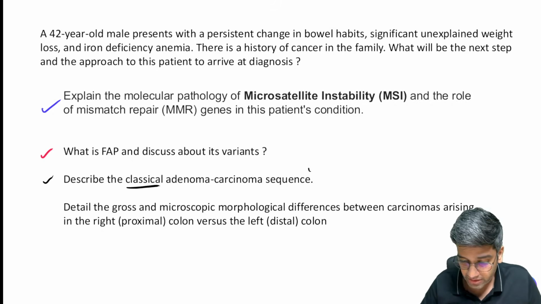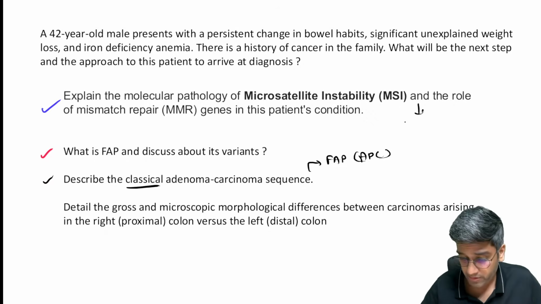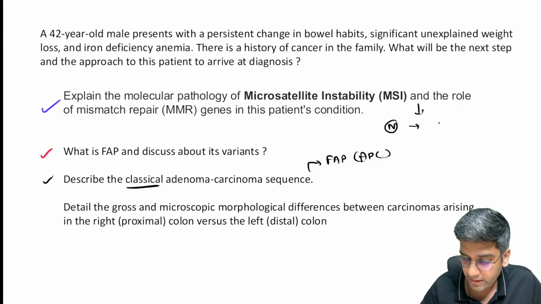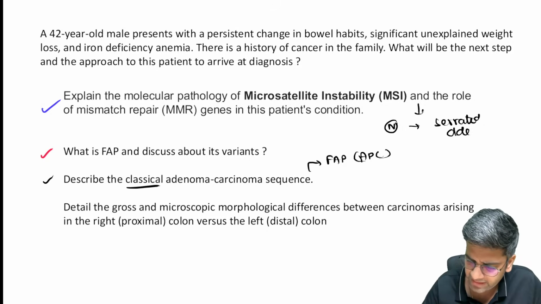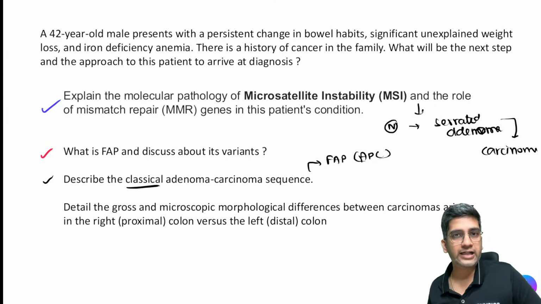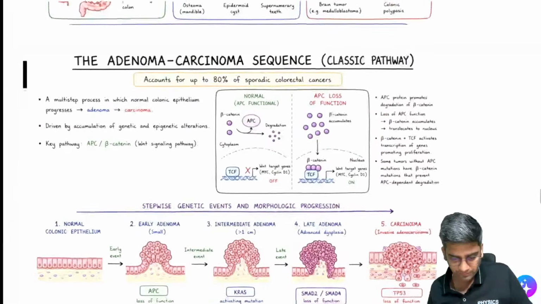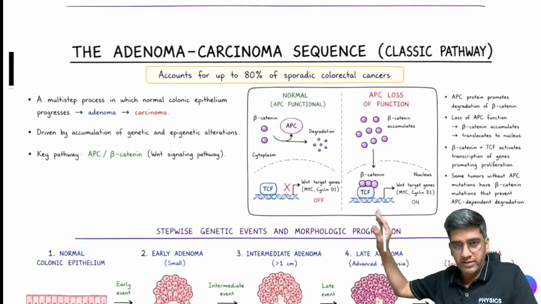If this question comes, I want you to write whatever we read in FAP, the APC beta-catenin pathway. If it's for mismatch repair, that's a different adenoma-carcinoma sequence, where from normal it becomes an adenoma called a serrated adenoma, and then you'll have multiple more mutations which will result in a carcinoma. That's a different one. It's not the routine one. That's some clarity which I want to give you. Here it's about the classical adenoma-carcinoma sequence. It's simple. Okay.